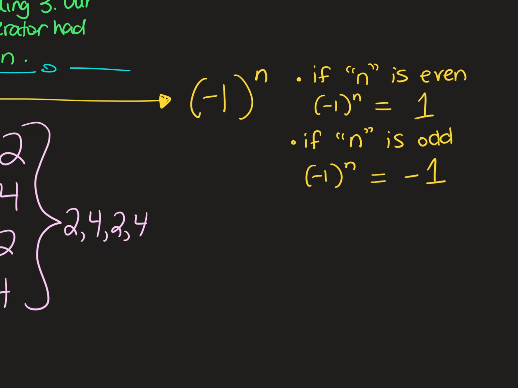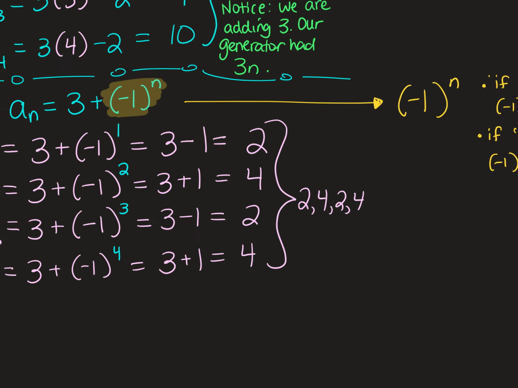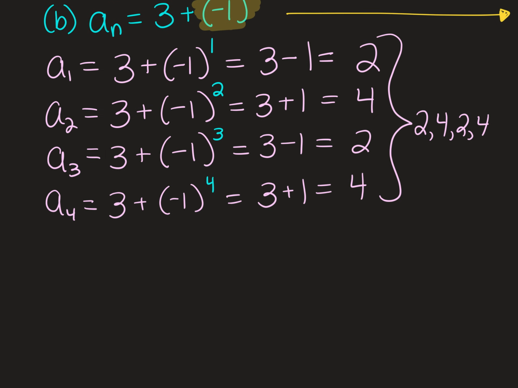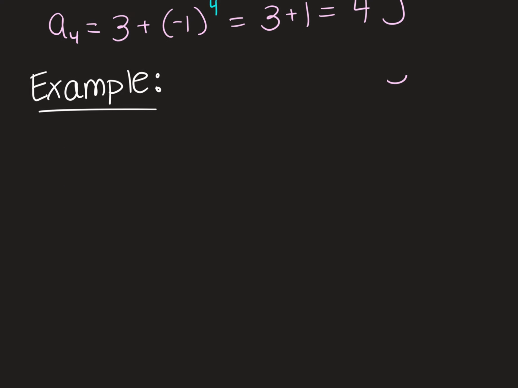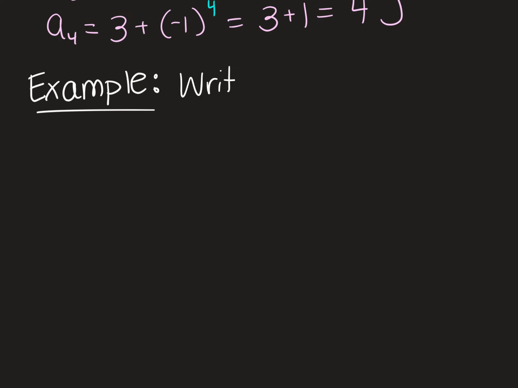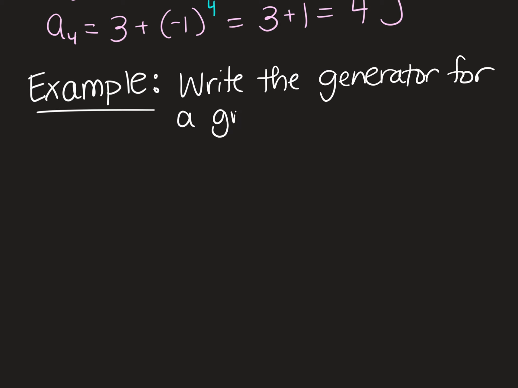Okay, so let's talk about how we can write a generator. So not given the generator, but given some terms in the sequence. Let's see if we can write a generator. So this is our second example. This is example 2. So the first example, we talked just about how do we use the generator to get terms in the sequence. So now we are going to write the generator for a given sequence.